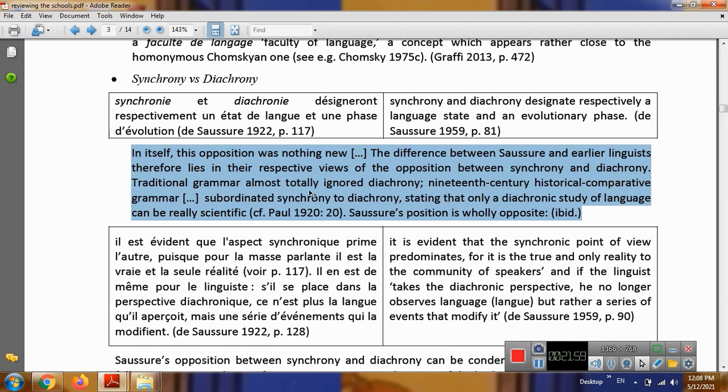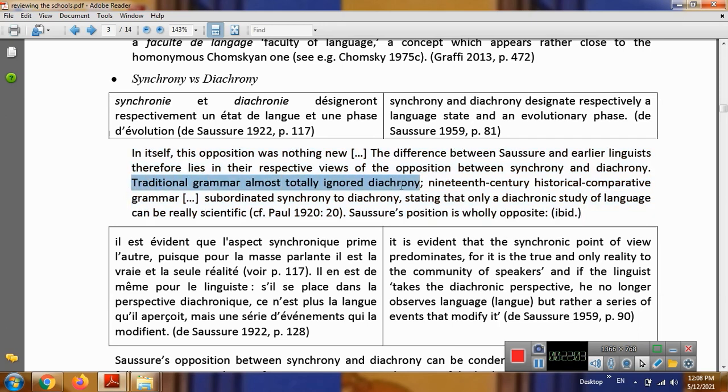Traditional grammar almost totally ignored diachrony. In the 19th century, historical comparative grammar subordinated synchrony to diachrony, stating that only a diachronic study of language can be really scientific. Saussure's position is wholly opposite.